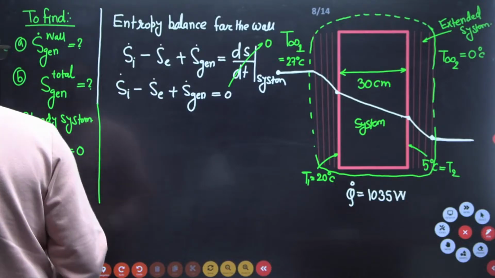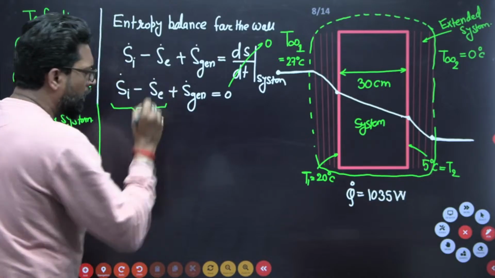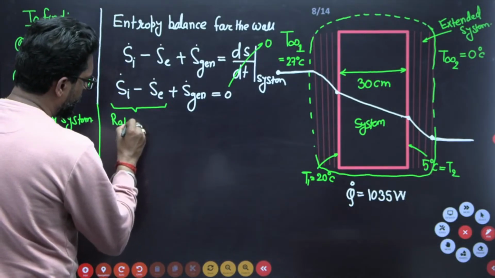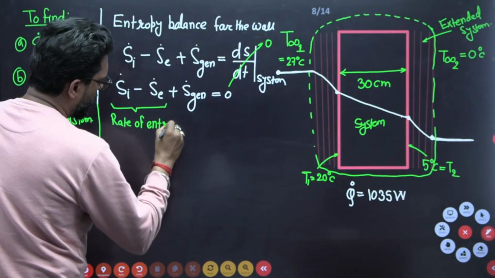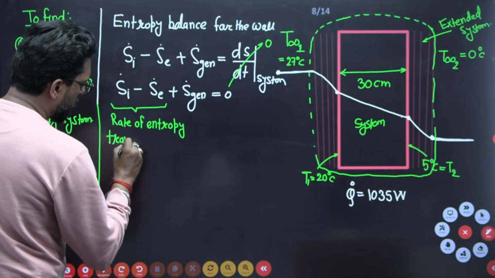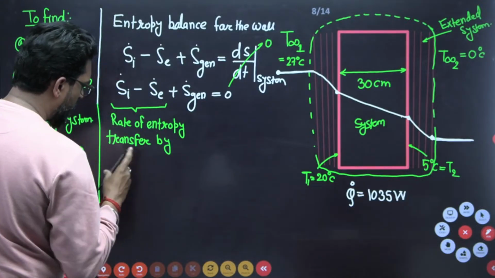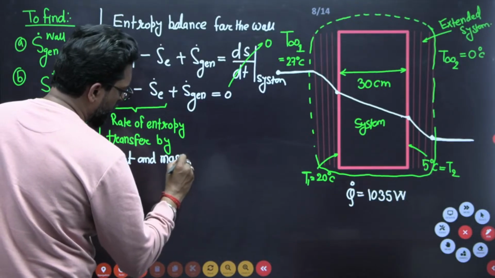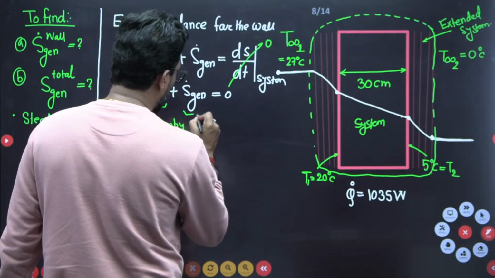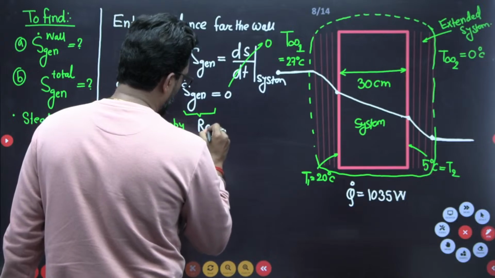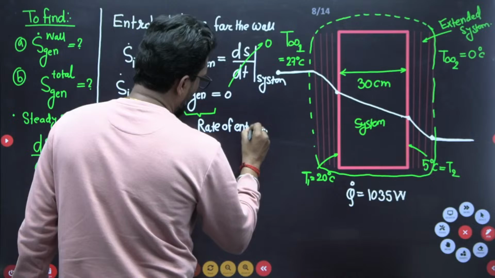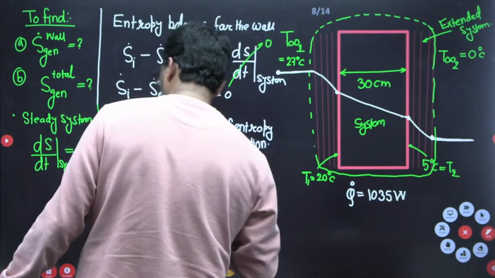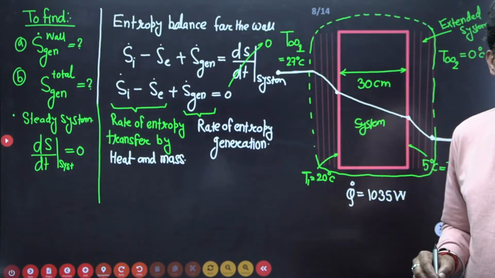Now my dear, this is the entropy transfer, the rate of entropy transfer by heat and mass, and this is your rate of entropy generation. So this is your entropy balance.